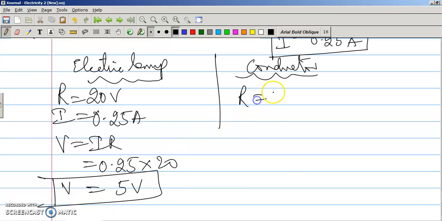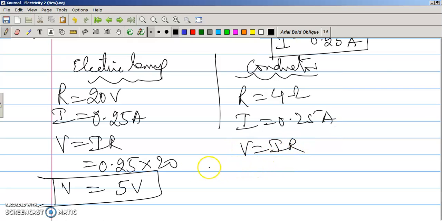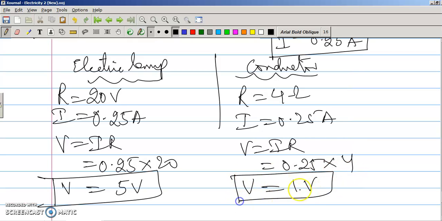For the conductor, R is 4 ohm and I is 0.25 ampere. V is equal to IR, so 0.25 ampere times 4 becomes 1 volt. You observe that this 1 volt and 5 volt add up to 6 volts. So there is something to reason there. That's all, children. We have concluded this example.